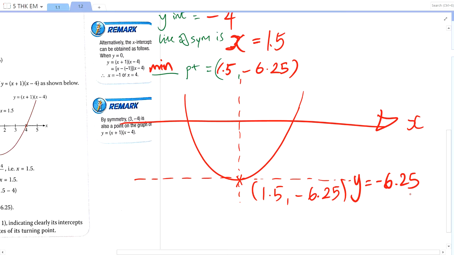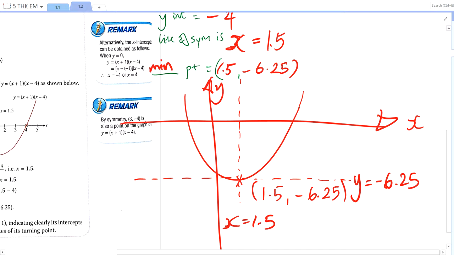So the next thing I need to draw will be my y-axis. I draw my x-axis already, I need to draw my y-axis. This is the line x equals to 1.5. So will my y-axis be on the left or on the right? It must be on the left. Okay, let's just draw it over here.